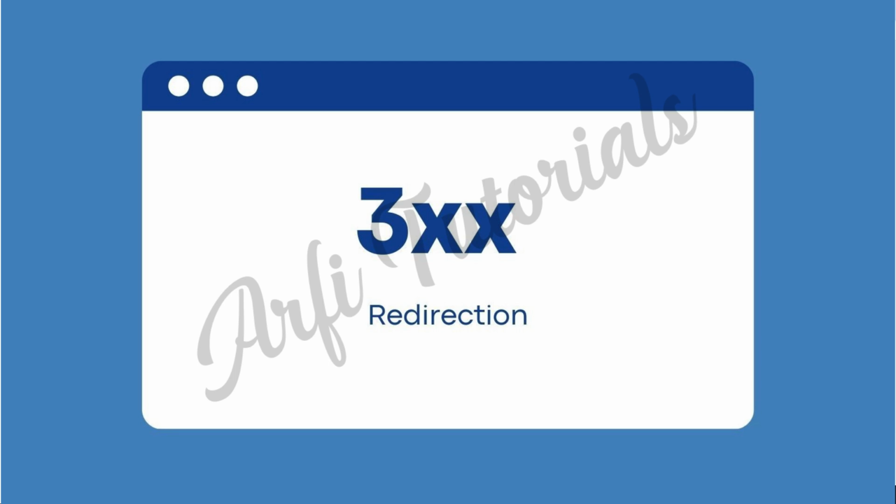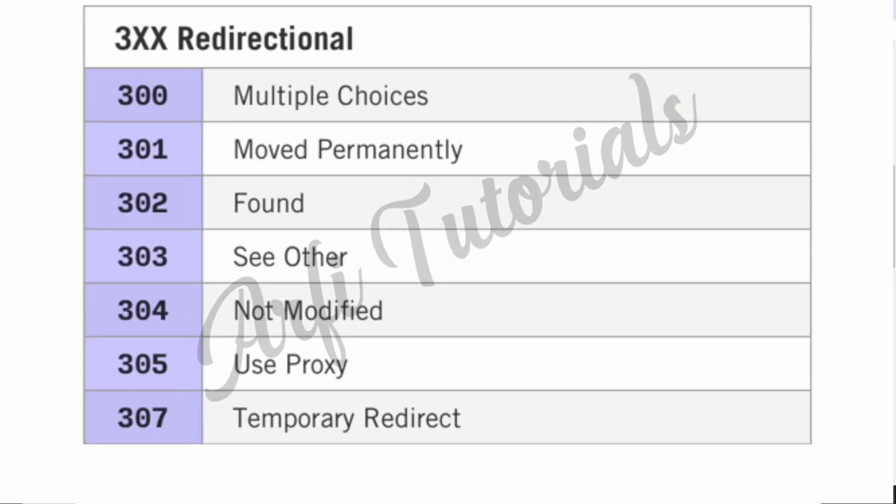3x redirection. 300 multiple choice. A link list. The user can select a link and go to that location. Maximum 5 addresses. 301 moved permanently. The requested page has moved to a new URL. 302 found. The requested page has moved temporarily to a new URL.